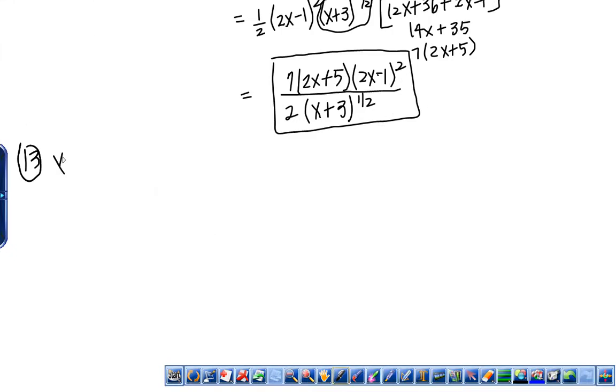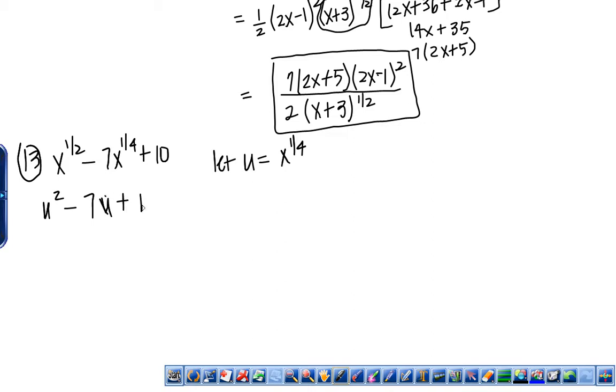Very last problem. x raised to the 1/2 minus 7x to the 1/4 plus 10. I'm going to say let u equal x to the 1/4. If x to the 1/4 here, this would be x. Nope, I'm going to say u. This is u squared. This is going to be 7u. And this is going to be plus 10. If you do a u substitution, it makes it really easy to see that this is going to be u minus 5, and this is going to be u minus 2.